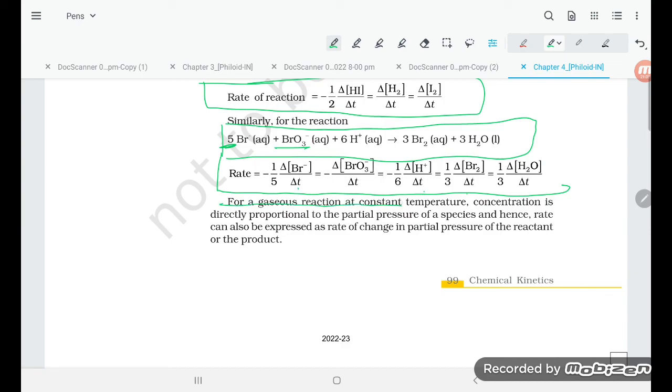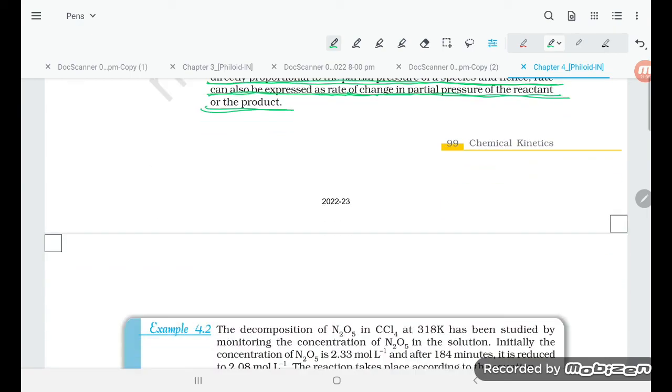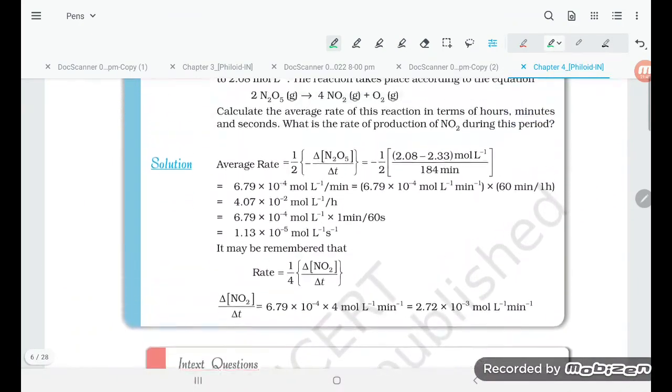For a gaseous reaction at constant temperature, concentration is directly proportional to the partial pressure of the species, and hence the rate can be expressed as the rate of change in the partial pressure of the reactant and product. This is what the questions are about.